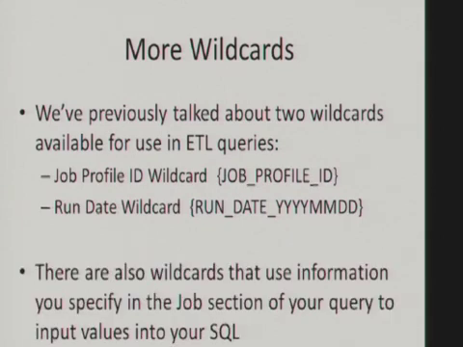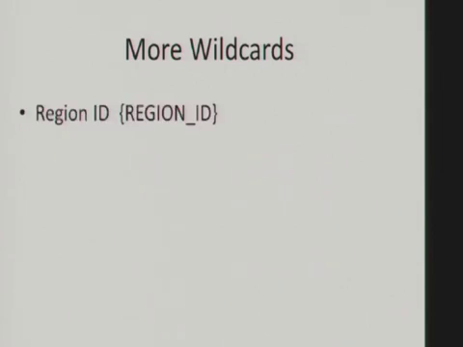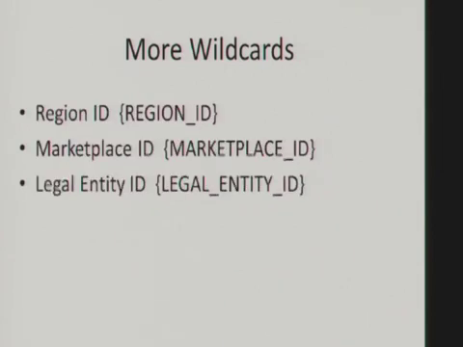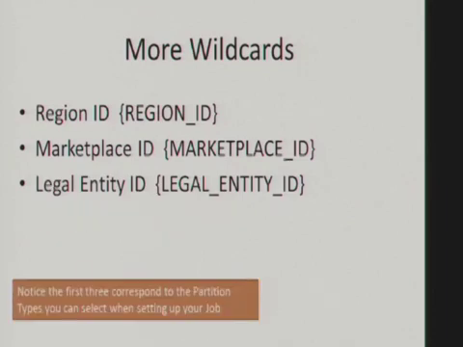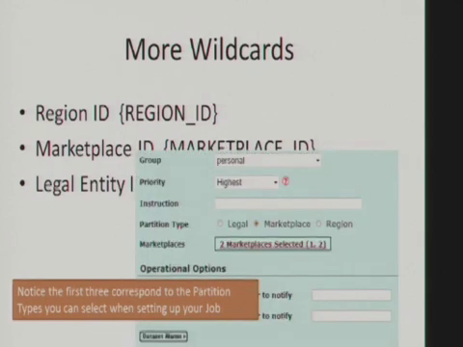But there are some other wildcards definitely worth mentioning that utilize information in the job section. When you set up your job, that third box down in a profile, it uses information you set there and then inputs those values into your SQL. Those are region ID, marketplace ID, legal entity ID, and the freeform wildcard. The first three, you might notice, correspond to the three partition types that you can select when you're setting up your job. The last one is its own thing. We'll talk about that one separately.